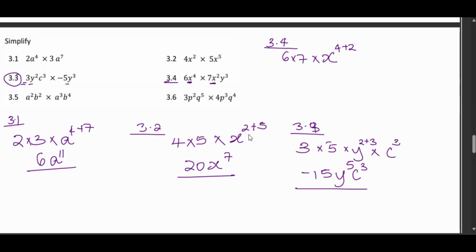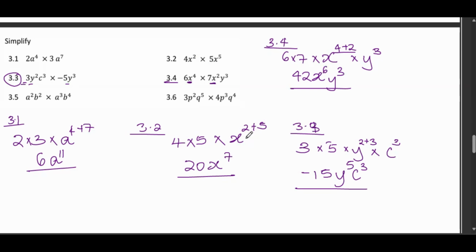Then I don't have any y. So it will be times y to the power 3. Leave it like that. 6 times 7, you get 42. Then x, we add these 2, we get 6. And my y will become that much. So that is my answer there.